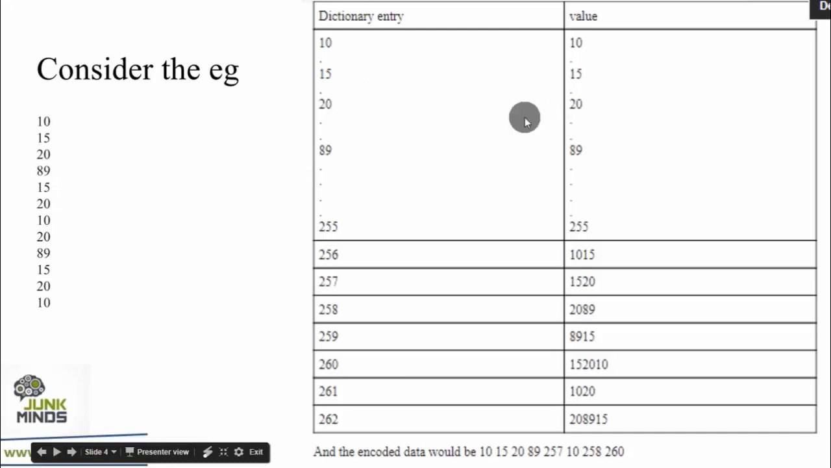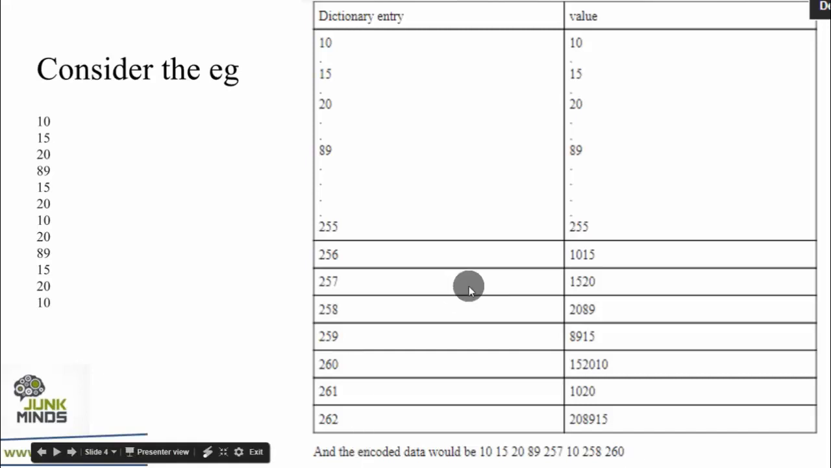Similarly, it happens. So the next value along with 20 is matched, 2089. Since 2089 is not found in the dictionary, 2089 is added at the 258th position. Similarly, this happens until all the strings are added. But once we come here, 1520 is already found in this position. So what happens is 257 is added at that position, and the next string along with it, 152010, is added to the 260th position. So this continues, and the encoded data would end up looking like this.